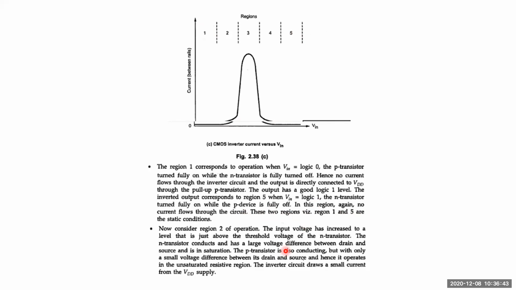Coming to the next one, region 2. In region 2, what is happening? The input voltage has now increased to the next level, so it is above the threshold voltage. Whenever it is above the threshold voltage, the NMOS transistor will be conducting, and after conducting for some amount of time, ultimately it enters into the saturation region. The PMOS is also conducting, but with a small voltage difference between its drain and source. This PMOS will be in the linear region. This is the state of operation for region 2 for NMOS and PMOS.